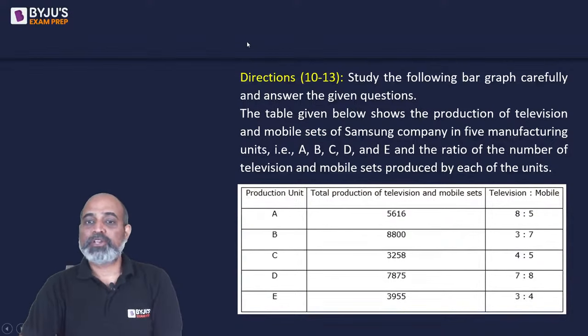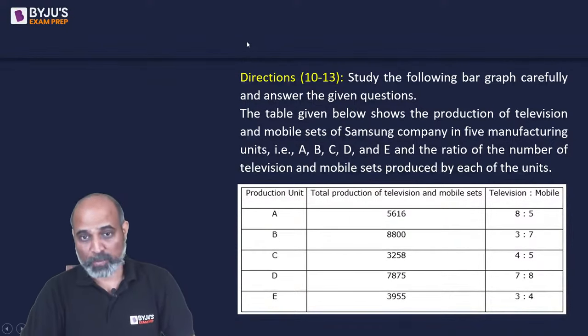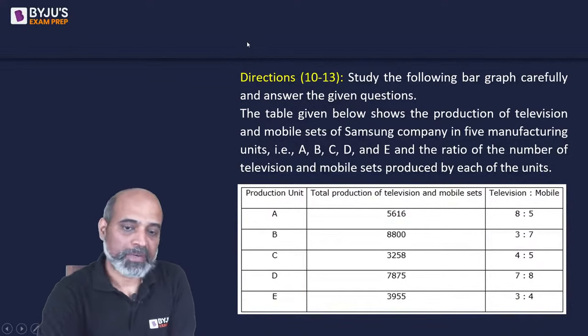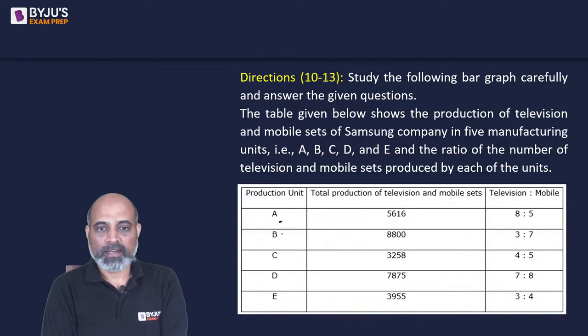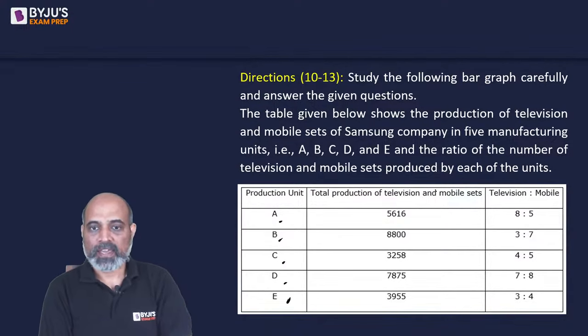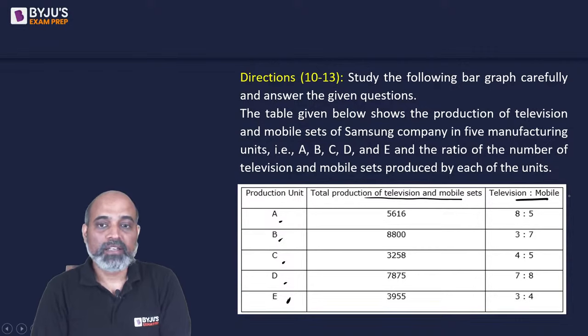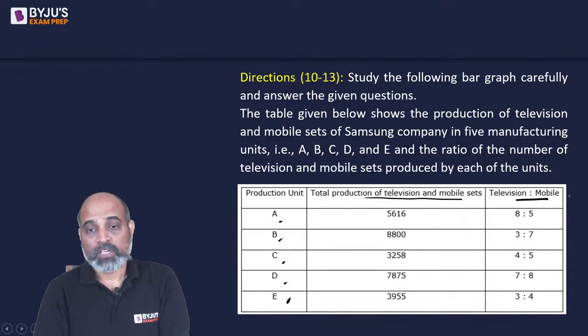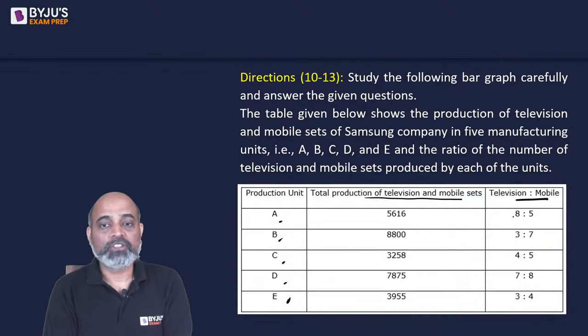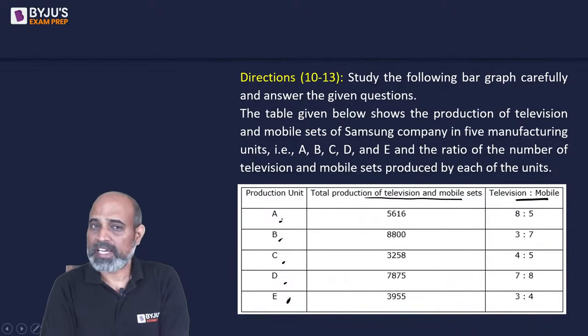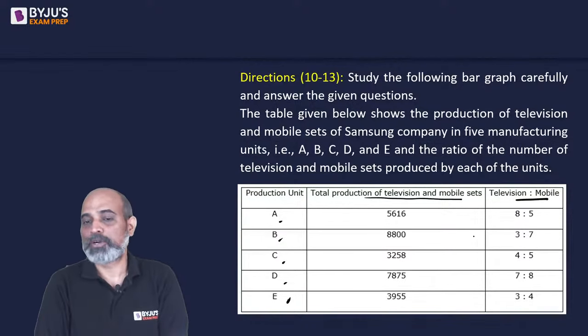The table given below shows the production of television and mobile sets of Samsung company in 5 manufacturing units, A, B, C, D, E. These are the total production of television and mobile sets, and this is the ratio of televisions and mobiles that are produced. It means if I want to find out, suppose for production unit A, how many television sets were produced.